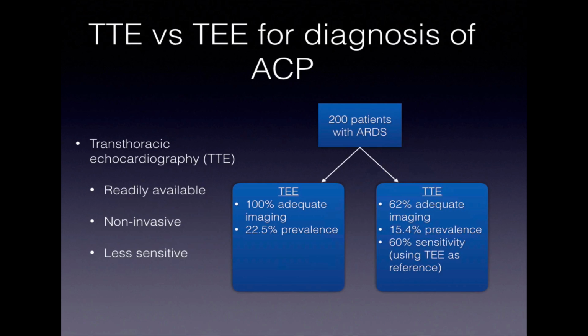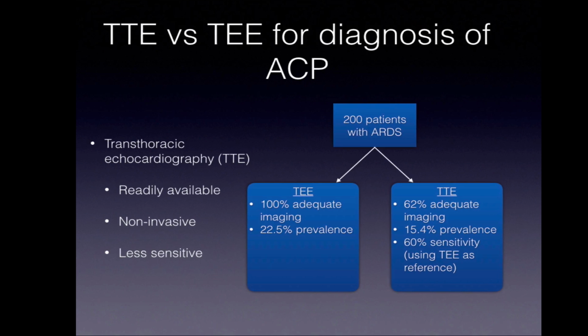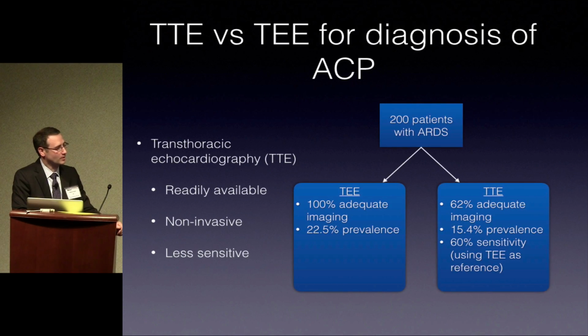But with TEE, they felt they had 100% adequate imaging, but only 62% of the time could they actually see the RV well enough to make a call with transthoracic echocardiography. With TEE, they described the incidence or prevalence of 22.5% of acute cor pulmonale in the ARDS patient population. So their argument and some of the literature they published is suggesting that we should be doing transesophageal echo given this data.